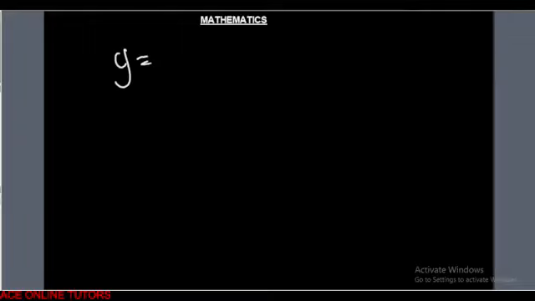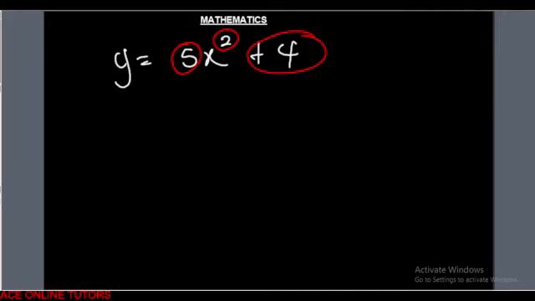We have y is equal to 5x squared plus 4. Make x the subject of the formula. Now you look at those things that are disturbing x. This 5 is disturbing x. This 2 is disturbing x. This 4 is also disturbing x.